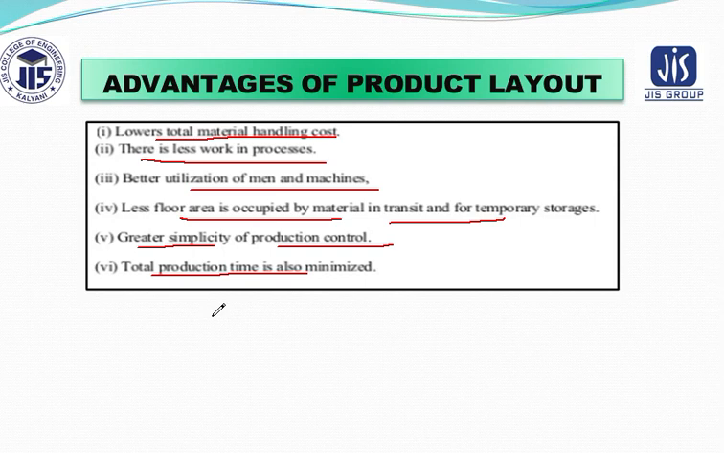So in total, these are the advantages produced by product layout. First, it lowers the total material handling cost. Second, there is less work in progress. Third, it is used for better utilization of men and machines. Fourth, less floor area is occupied by material in transit and for temporary storage. Fifth, greater simplicity of production control. And finally, total production time is also minimized.